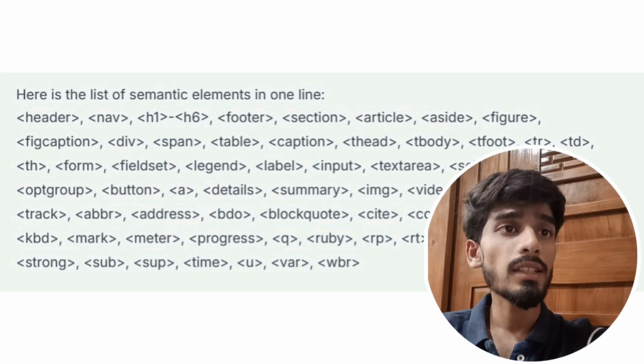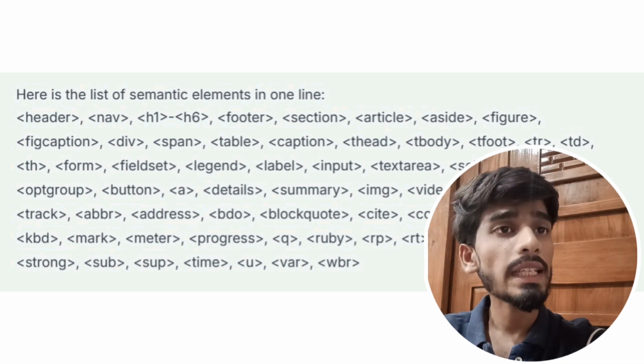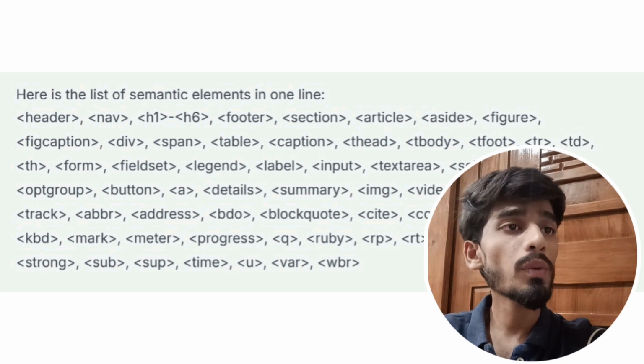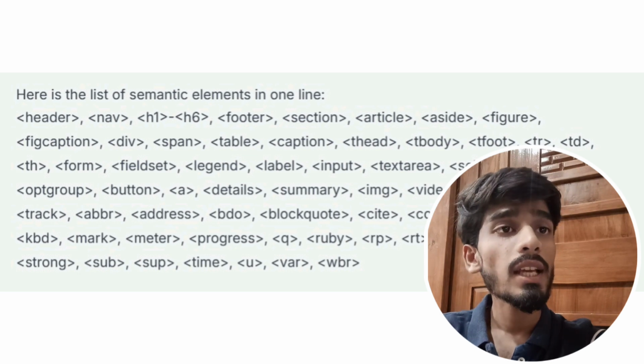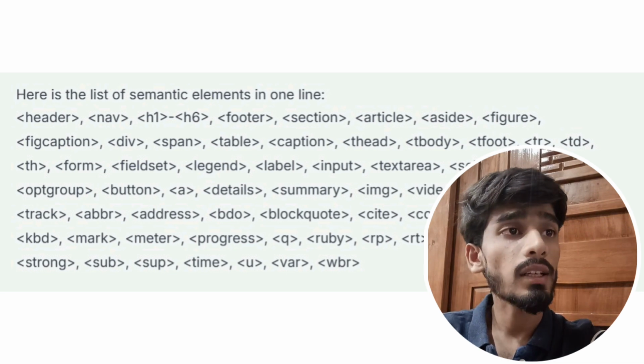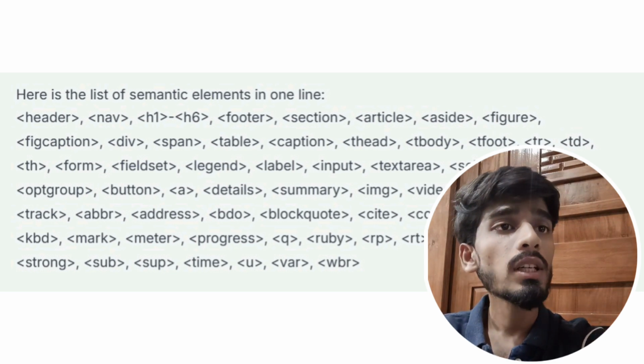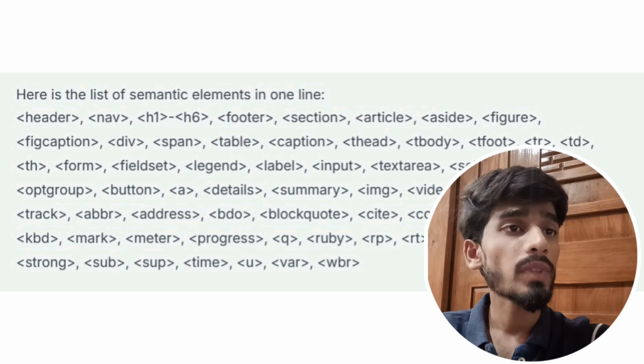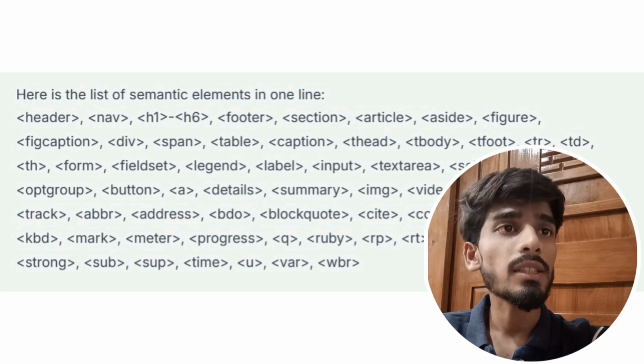Now let us see the list of semantic elements. So here on screen you can see it is the list of semantic elements. It contains header tag, navigation tag, h1 tag to h6 tag, footer, section, article, aside. These are all the semantic elements. Var, time, WBR, these are all the semantic elements.